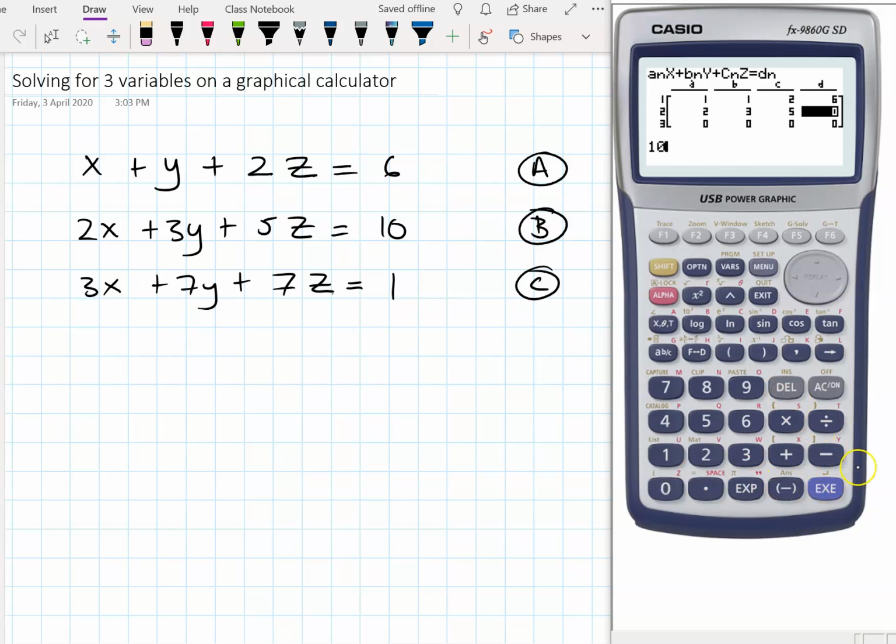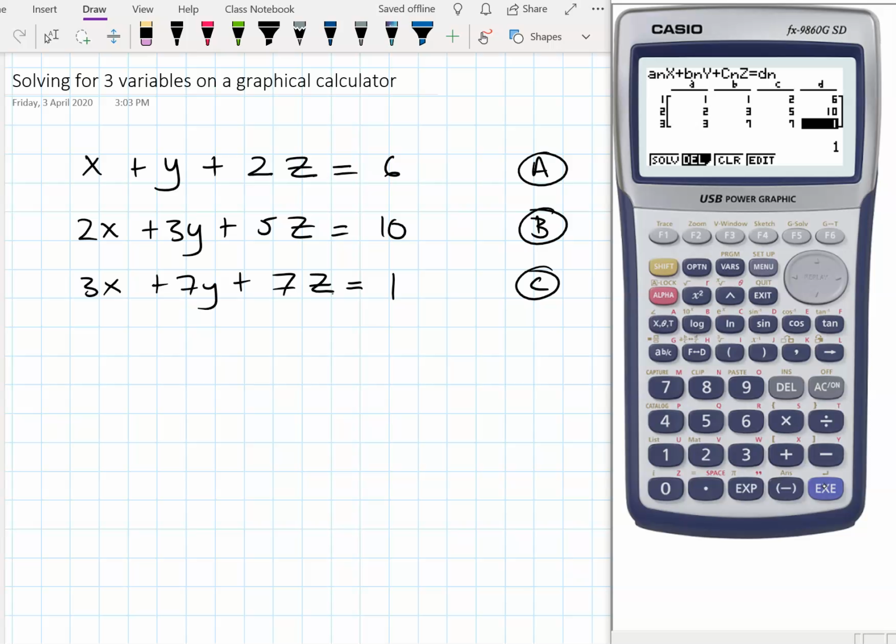Oopsie, not 100, 10. And then finally the last line, the coefficient of the x is 3, the coefficient of the y is 7, the coefficient of the z is also 7, and the constant at the end is 1. And so I press X, enter, and we now have that table filled up.